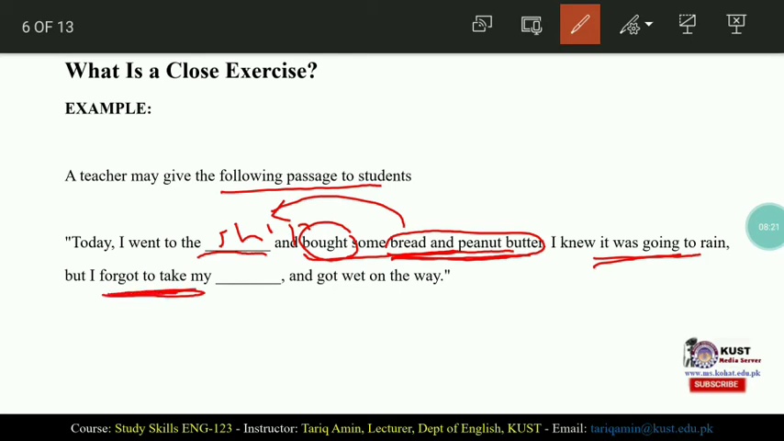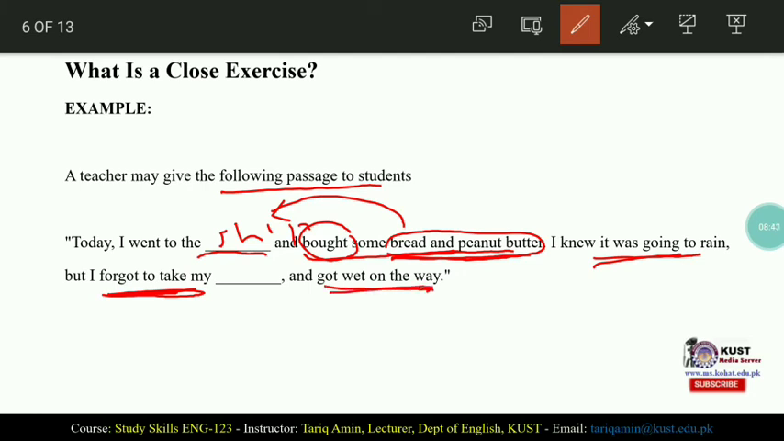Now we can use our prior knowledge, and we know that whenever there is a chance of rain, what do we take with ourselves? Do we take our cell phones? Do we take our shoes? Or do we take other things? So let's read it more. Blank and got wet on the way.